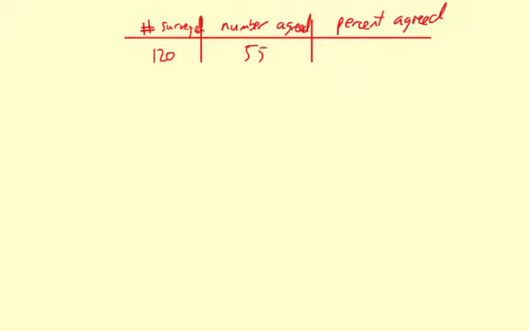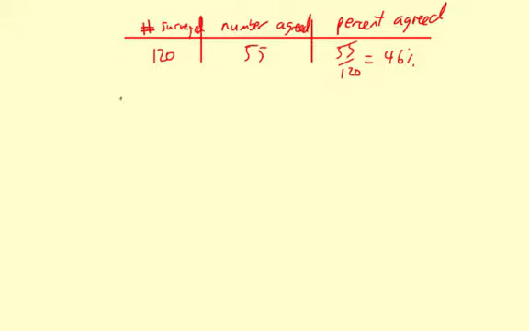So I do that on my calculator. 55 divided by 120 equals 46%. Okay, so 46% agreed. Another piece of information I need is the margin of error. In other words, how accurate is the survey? And that depends on the number of people surveyed.